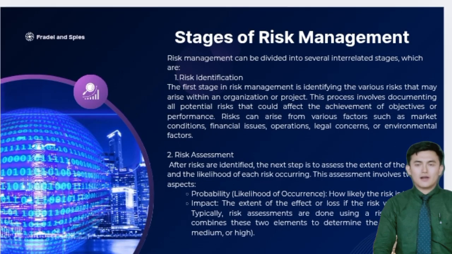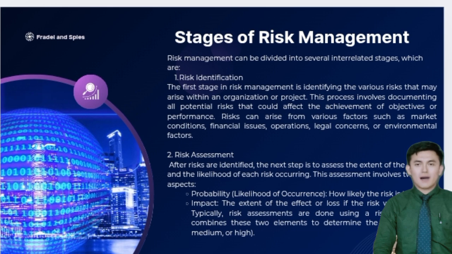Stages of risk management. Risk management can be divided into several interrelated stages, which are: risk identification. The first stage in risk management is identifying the various risks that may arise within an organization or project. This process involves documenting all potential risks that could affect the achievement of objectives or performance. Risks can arise from various factors such as market conditions, financial issues, operations, legal concerns, or environmental factors.